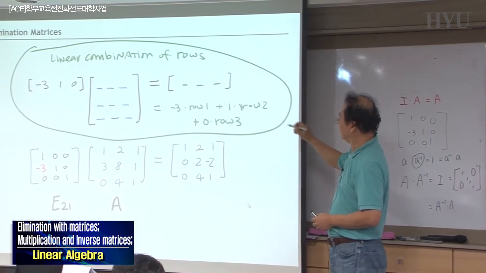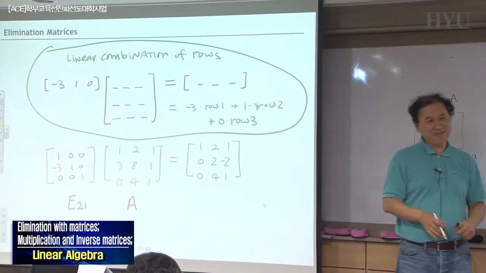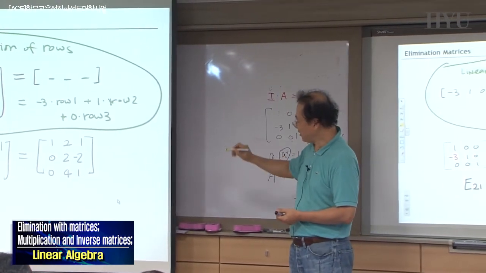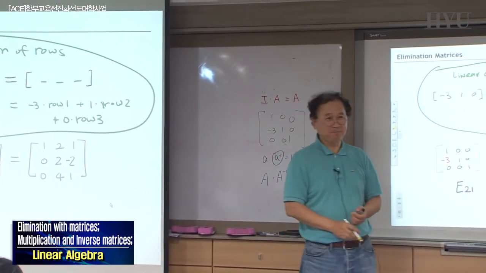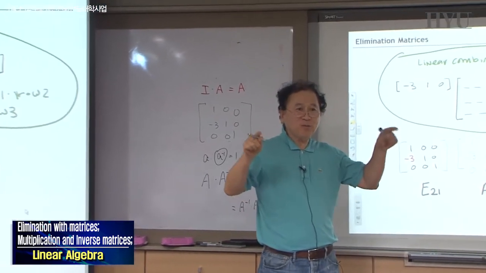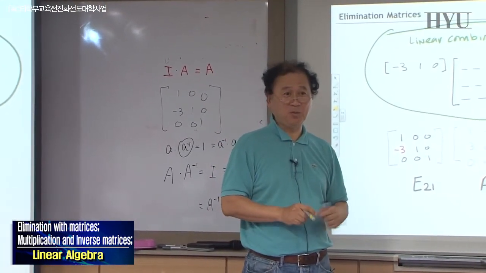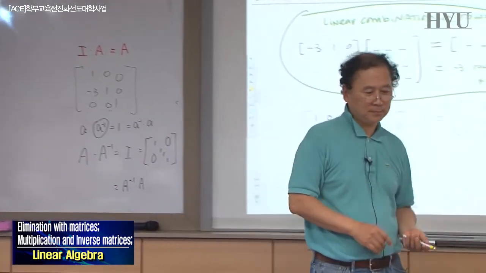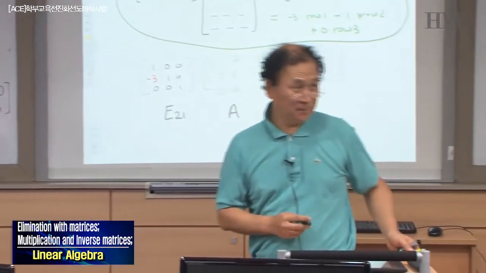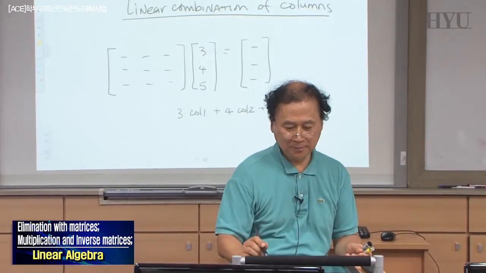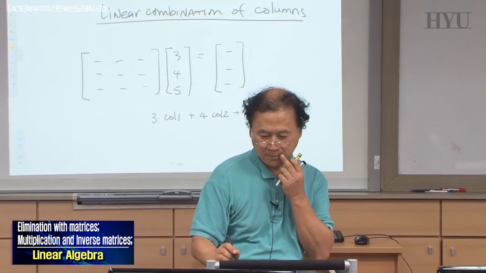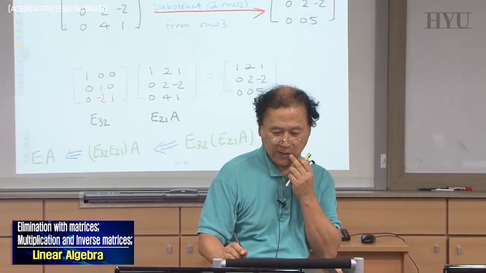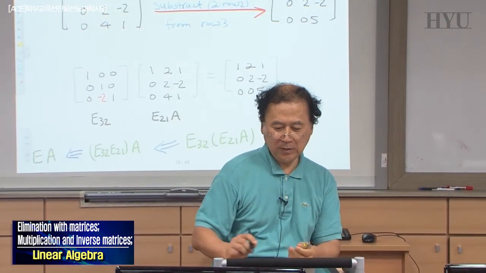So this is what it really means. From row 2, subtract 3 times row 1, right? That's why that corresponds to this, right? So you have to visualize them. From that, okay, I can do anything now.